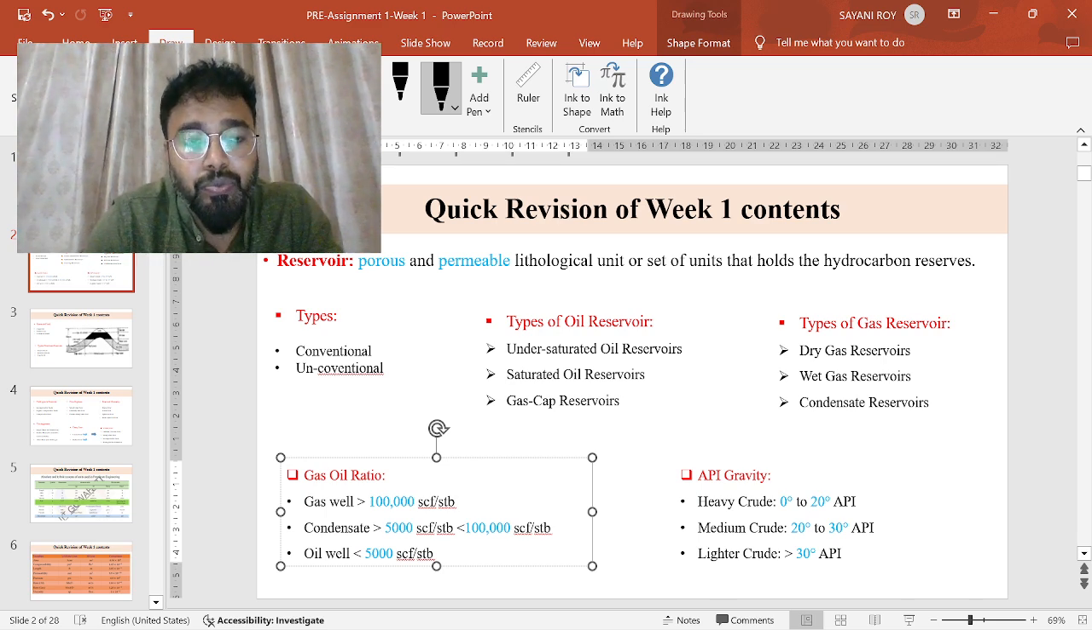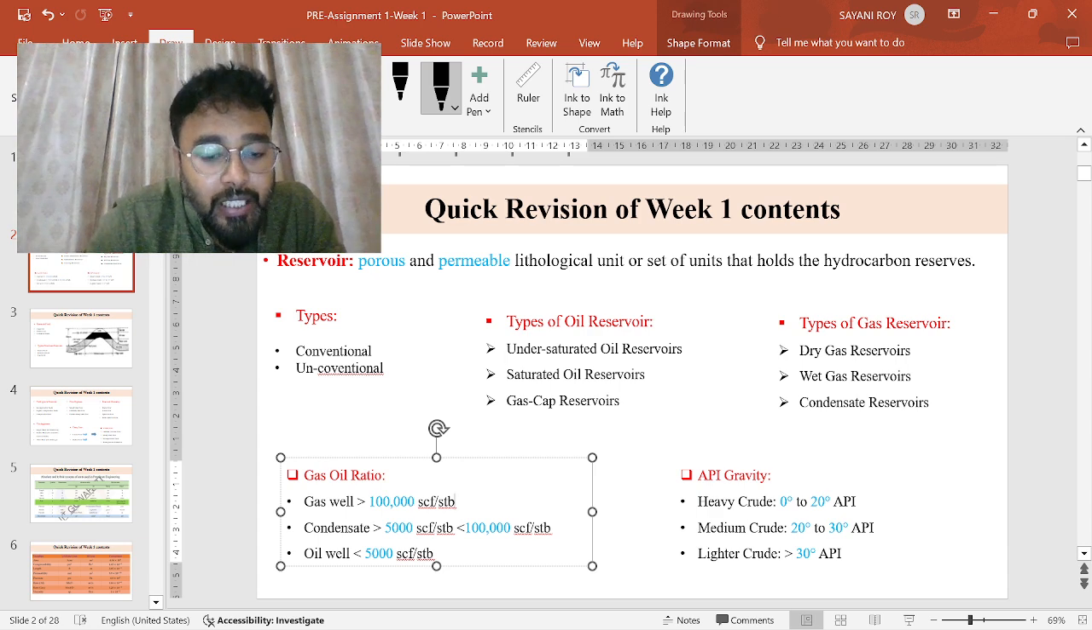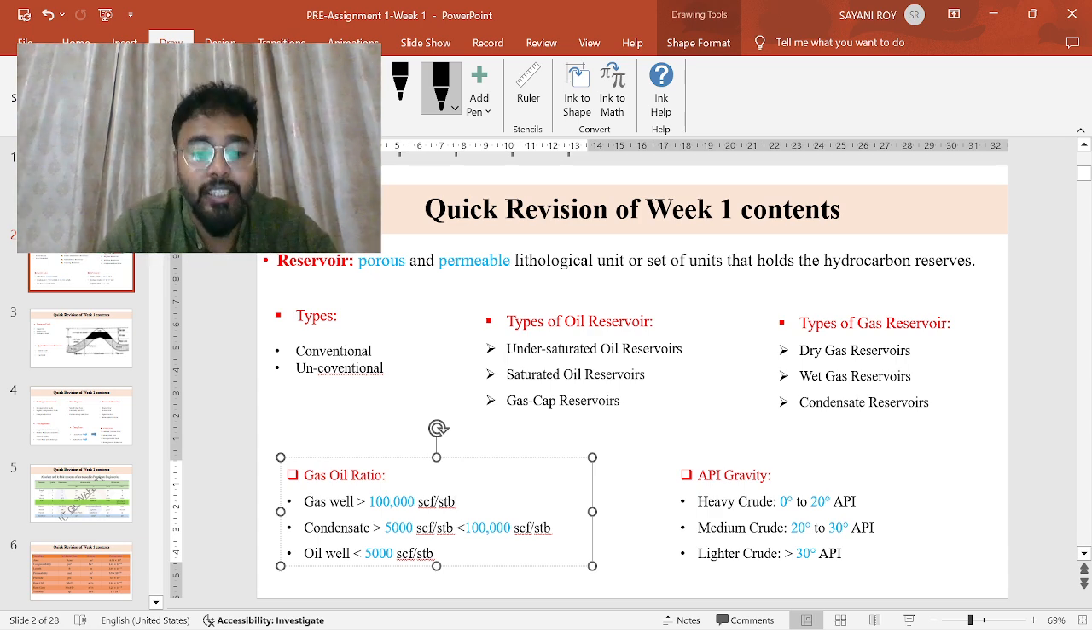Standard barrel means when we are doing the measurements at the surface, we call it standard barrel. When we are doing the same measurement at the reservoir condition, we call it reservoir barrel. So these gas wells have a high amount of gas, meaning gas reservoirs have a high amount of gas present.